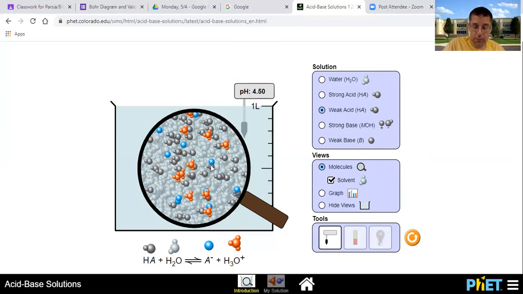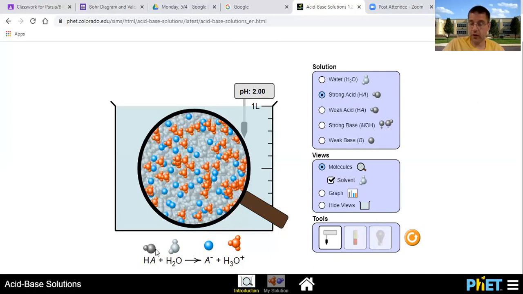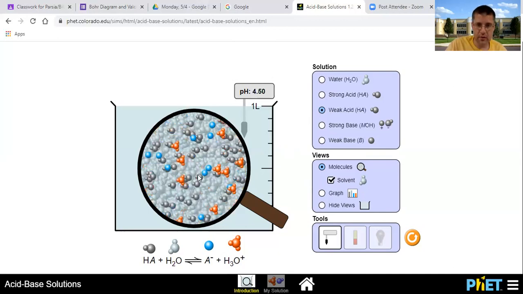Notice here you've got some blue anions dissociated from hydrogen ions, right? And there's a lot of undissociated acid. What happened when we had a strong acid? Do you see any of these in here? No, because a strong acid dissociates 100%, allowing a lot of free hydrogen to go towards the water, therefore a very low pH, because pH depends upon the concentration of hydronium ion, the dissociated hydrogen. So strong acid, 100% dissociation. Weak acid, some dissociation.